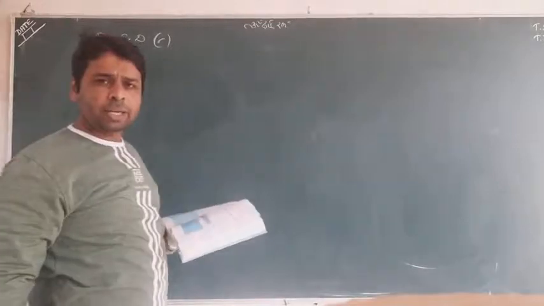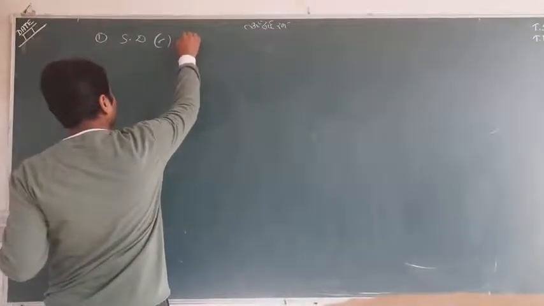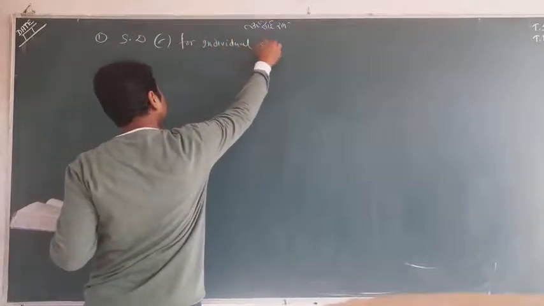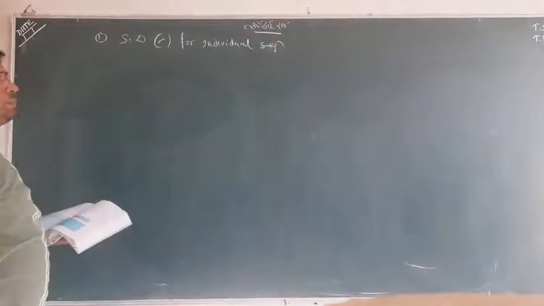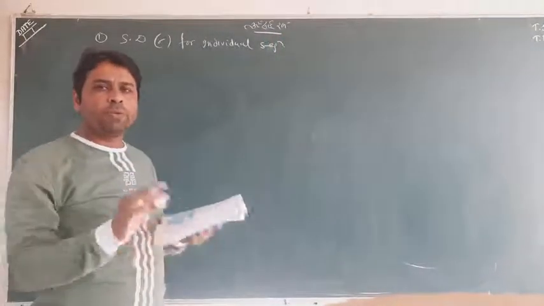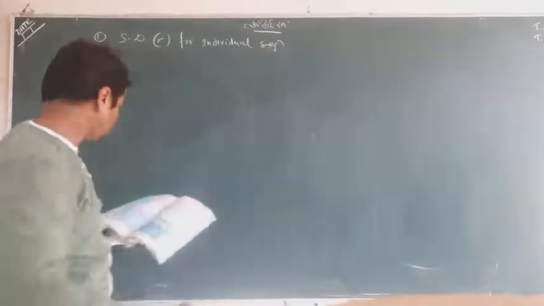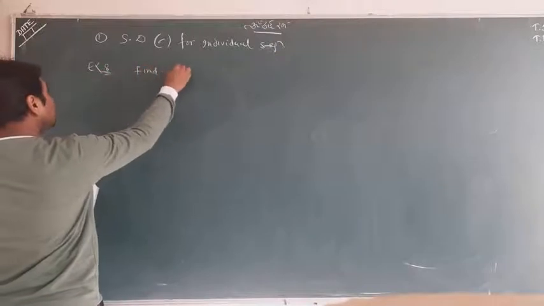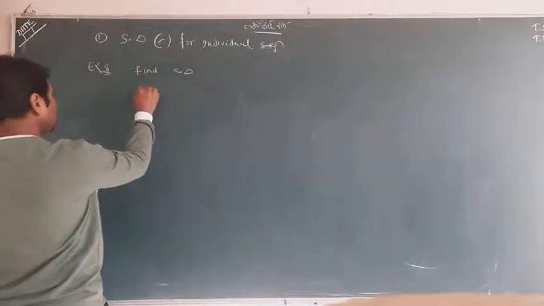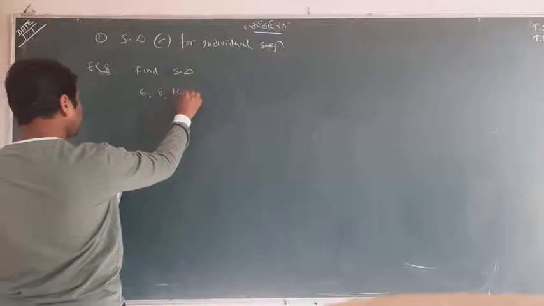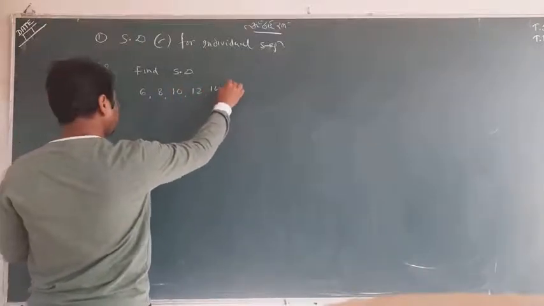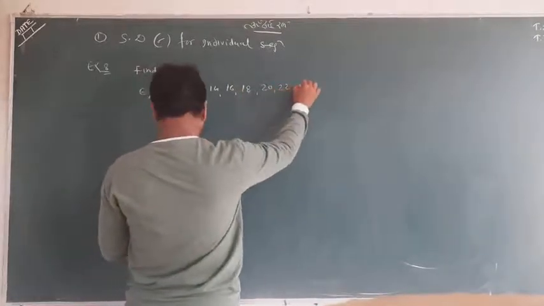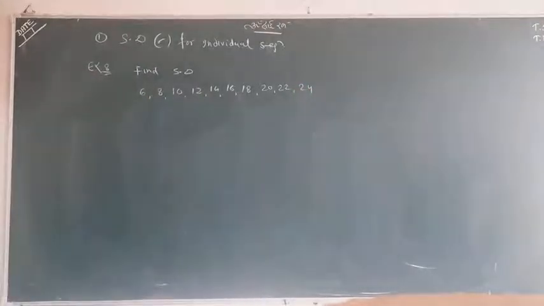It's a symbol, sigma. For an individual sequence, we'll see only the shortcut method, so we won't discuss the other method. Okay, so we have example number 8. Find the standard deviation of 6, 8, 10, 12, 14, 16, 18, 20, 22 and 24. This is the question.